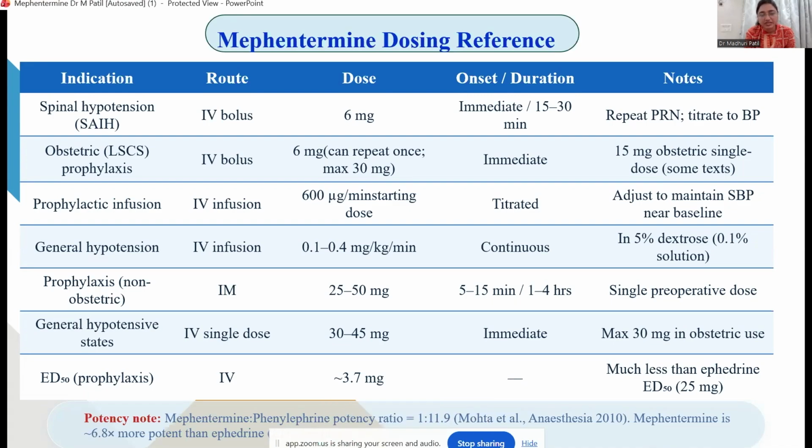Methamphetamine can be used as an IV infusion in a dose of 0.1 to 0.4 mg per kg per minute. But due to tachyphylaxis, infusion is not suitable. In general hypotensive states, the IV single dose is 30 to 45 mg, action is immediate. The ED50 of methamphetamine IV is around 3.7 mg, which is much less than the ephedrine ED50 of 25 mg.